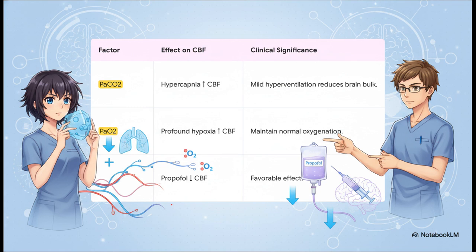Our choice of anesthetic agent is also a huge factor. The volatile agents we use are all cerebrovasodilators to some degree, which can raise ICP. And that is a major reason why TIVA, total intravenous anesthesia, using propofol is so popular for these cases. Propofol actually decreases cerebral blood flow and metabolism, which is exactly what we want.